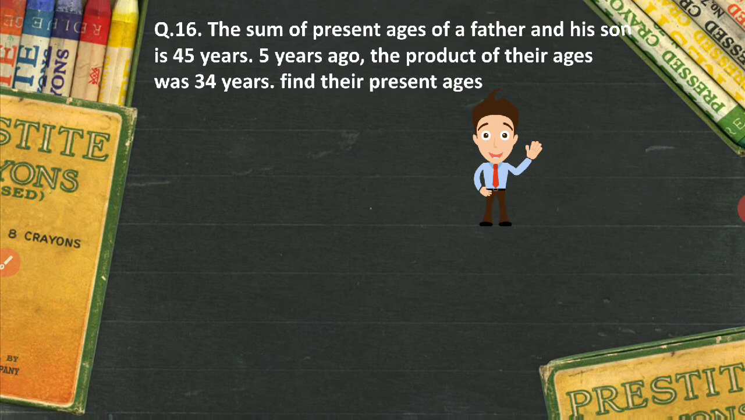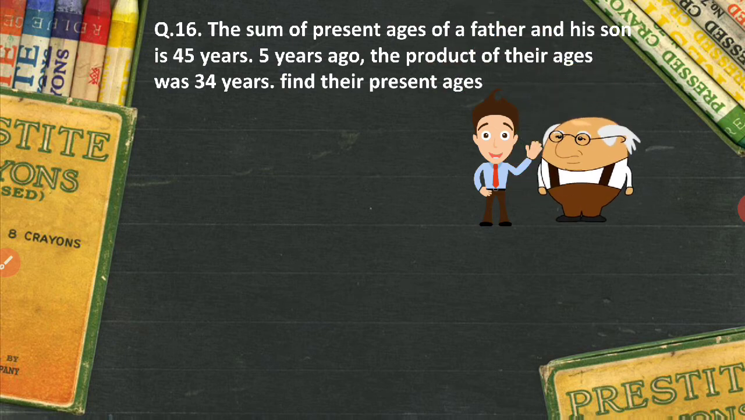Try out this problem. The sum of the present ages of a father and his son is 45 years. 5 years ago, the product of their ages was 34. Find their present ages.